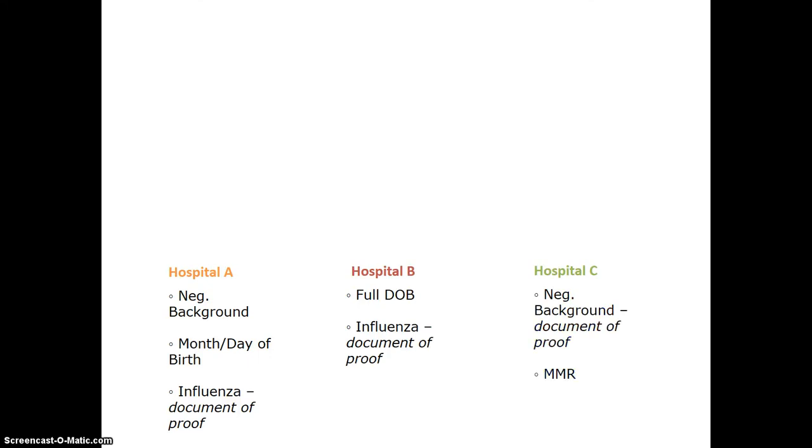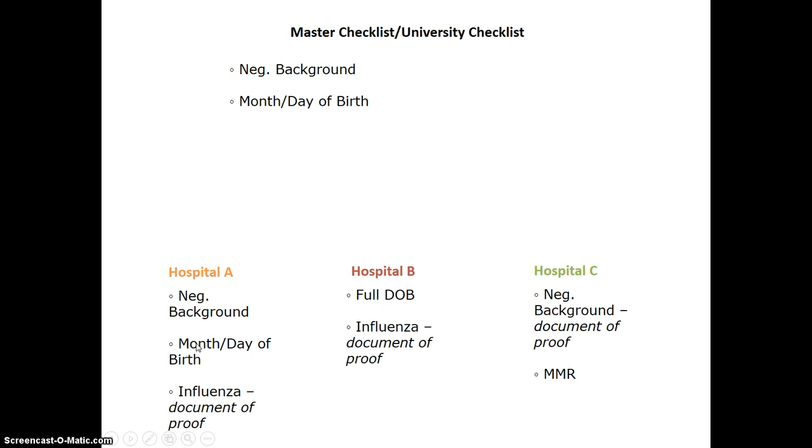So, with these 3 hospitals in mind, this is how we suggest building a master checklist for this university. First, we would add a negative background check to cover the requirement for Hospital A. Then we would add the month, day of birth, also for Hospital A. Next comes the influenza along with the supporting document. This covers the requirement for both Hospital A and Hospital B.